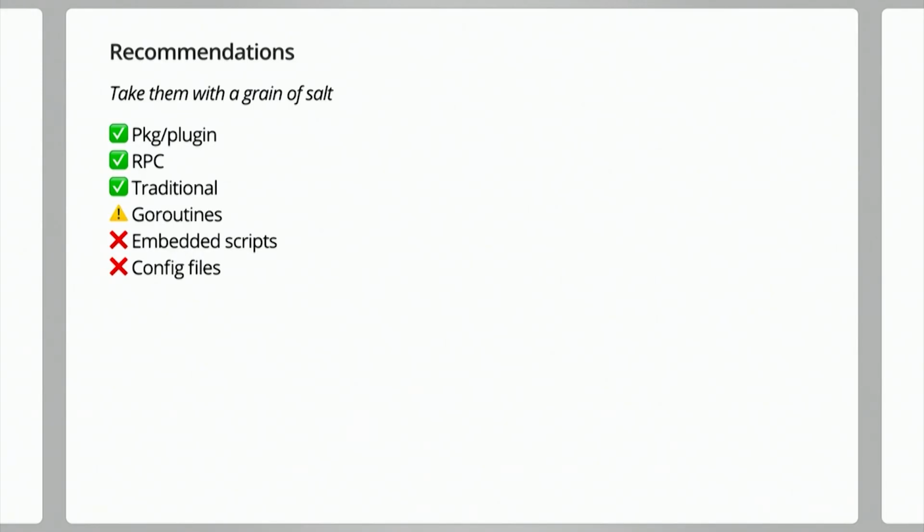So here are my recommendations. These are not solid, fast guidelines, just how I felt when I was going through the research to implement plugins. The plugin package, RPC, and the traditional method are all really good. The goroutines method, like I said, is kind of hazy. And then embedded scripts and config files, I would just shy away from.